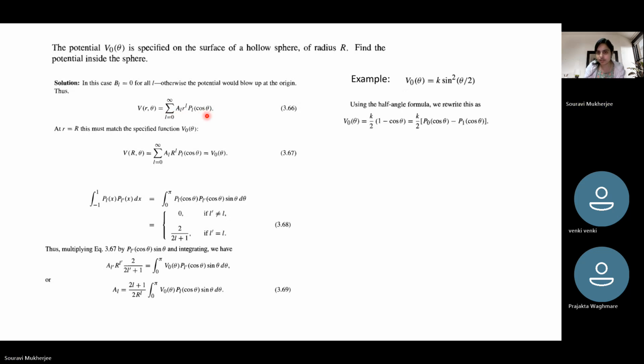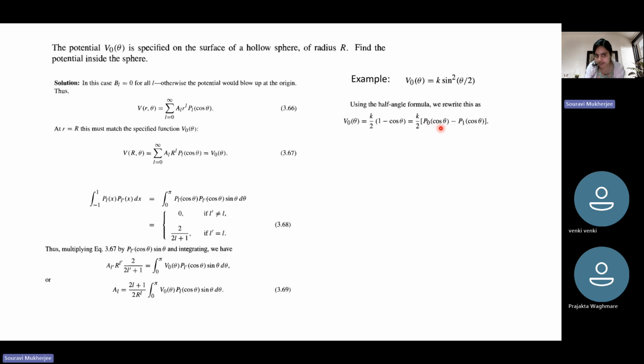So what do we do? We rewrite the potential. This is where the ideas of trigonometry come in, the various formulas. We rewrite this expression of potential in this form. The first term is nothing but P naught of cos theta, since P0 is 1, and P1 of cos theta is cos theta. So now you are writing your potential in terms of the Legendre polynomials.